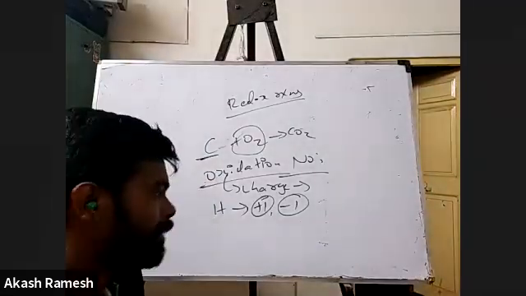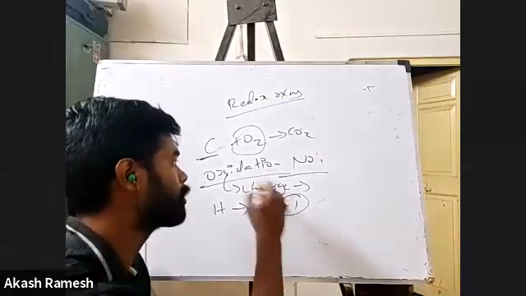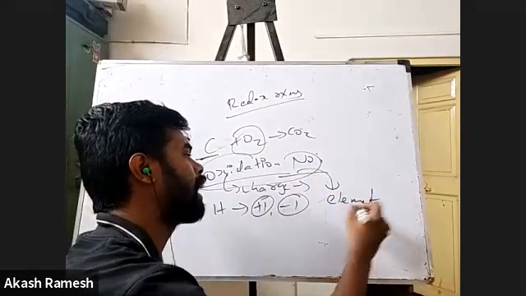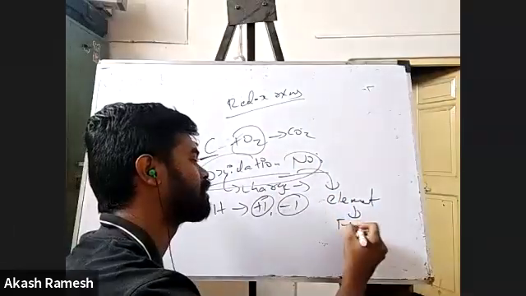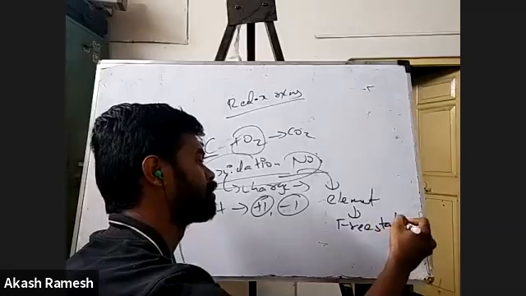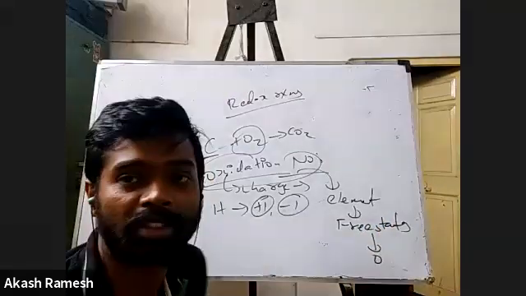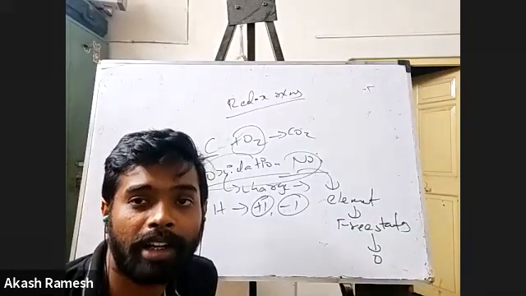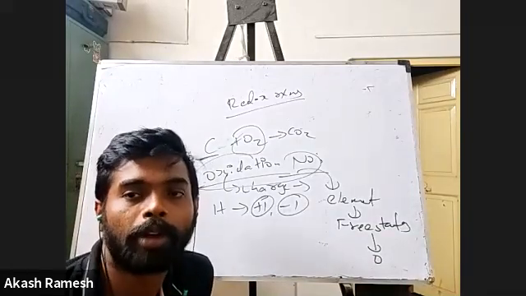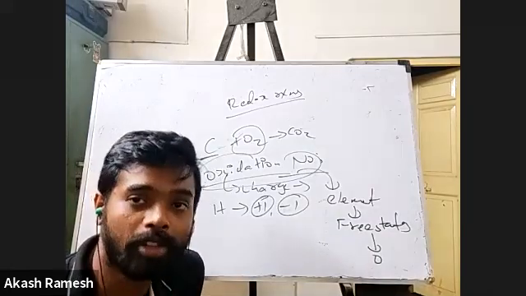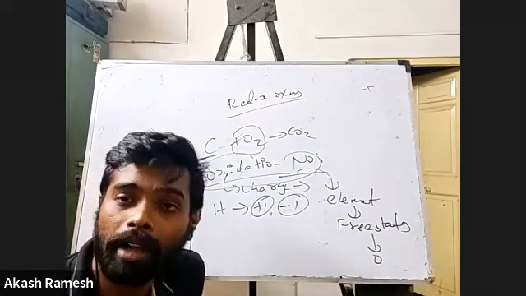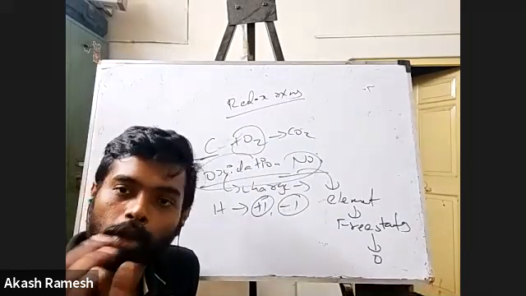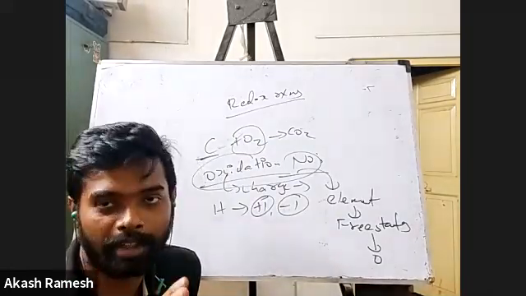And it can even have 0. Please remember one thing about oxidation number. If the elements are in their free states, their oxidation numbers are 0. For example, what is the oxidation number of hydrogen in H2? 0. What is the oxidation number of oxygen in O2? 0. What is the oxidation number of sodium? 0.